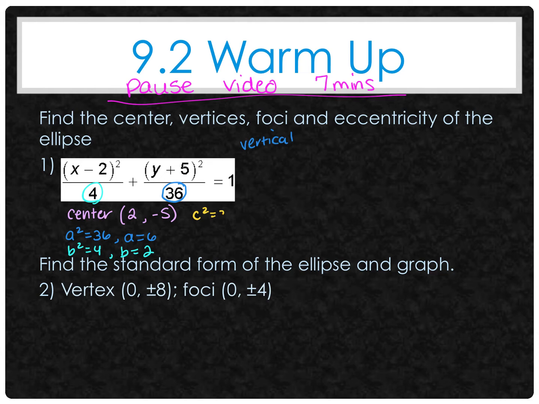The last variable I need is c. C squared equals a squared, which is 36, minus b squared, which is 4. C squared equals 32. C equals square root of 32, which I'm going to approximate when I graph it to be like 5.5. But when I use it to find the exact coordinate points, this would be 16 and 2, and that square root 16 is 4, so this becomes 4 root 2. That's your C.